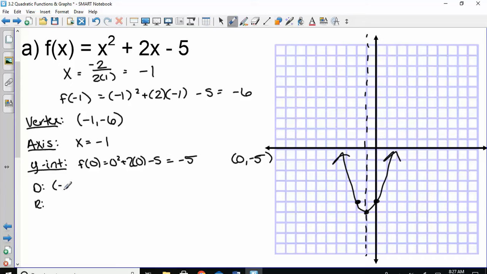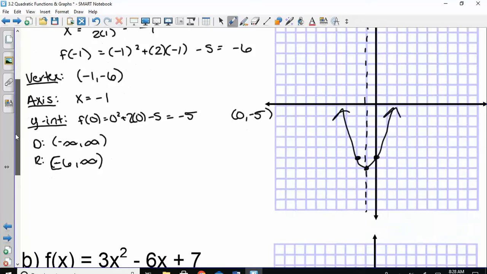What is the domain? What's the range? -6 to infinity, bracket. Can you tell by looking at this equation if your parabola is going to open up or down? We know a negative flips it upside down, so that's when it'll be upside down.